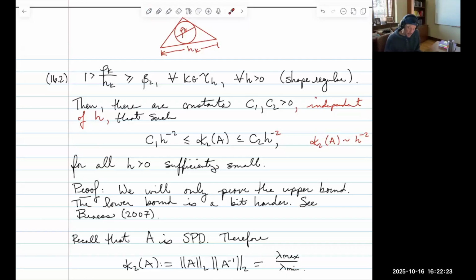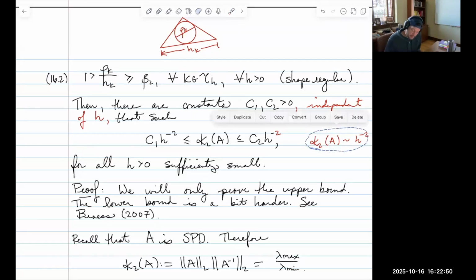This says that the matrix is getting more and more ill-conditioned as H gets smaller and smaller, because this number is getting bigger and bigger, and so is this one, but at the same rate. The rate is how fast it goes to infinity as H is getting smaller. Okay, so this is saying something bad about the condition number.